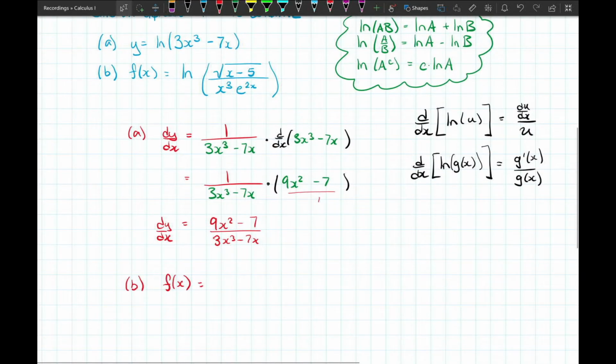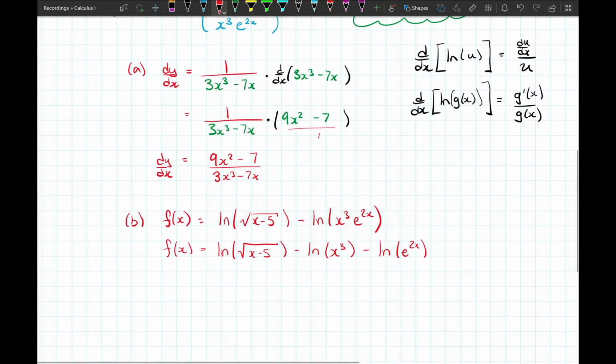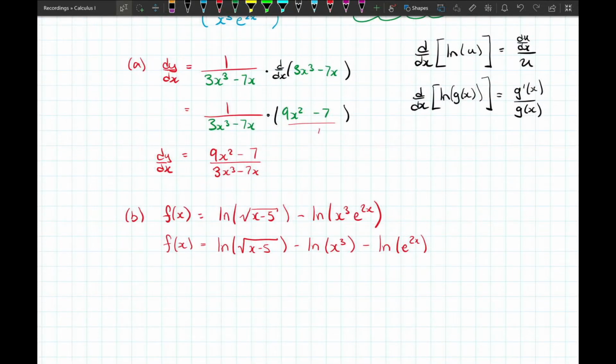So applying our second rule there, we see we have a quotient. We can write this as the difference of two logarithms. And then using the first rule, we have a product, so we can split that up into two logarithms, but we'll have to distribute the negative sign across both. And just like that, we've eliminated the need for product and quotient rules. We still have several chain rules to go here, but we can still even work on those.